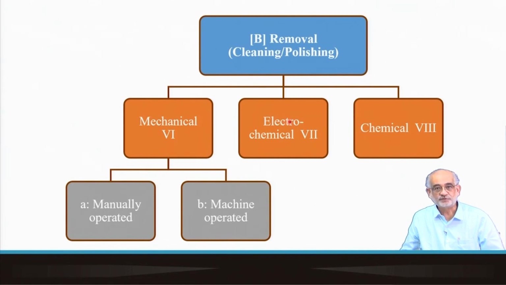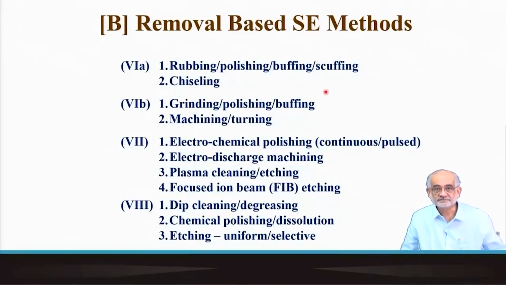We can do a much more precise job in terms of electrochemical processes like electroplating or electropolishing. In fact, we can use multiple deposition layers and so on. We can also do it by chemical processes where we actually allow a certain chemical reaction to take place or certain removal to happen because of the action of the chemical. And these are the typical operations in the removal based processes: rubbing, polishing, buffing, scuffing, chiseling. So obviously this is for stones, whereas this can be for metals and even for ceramics.